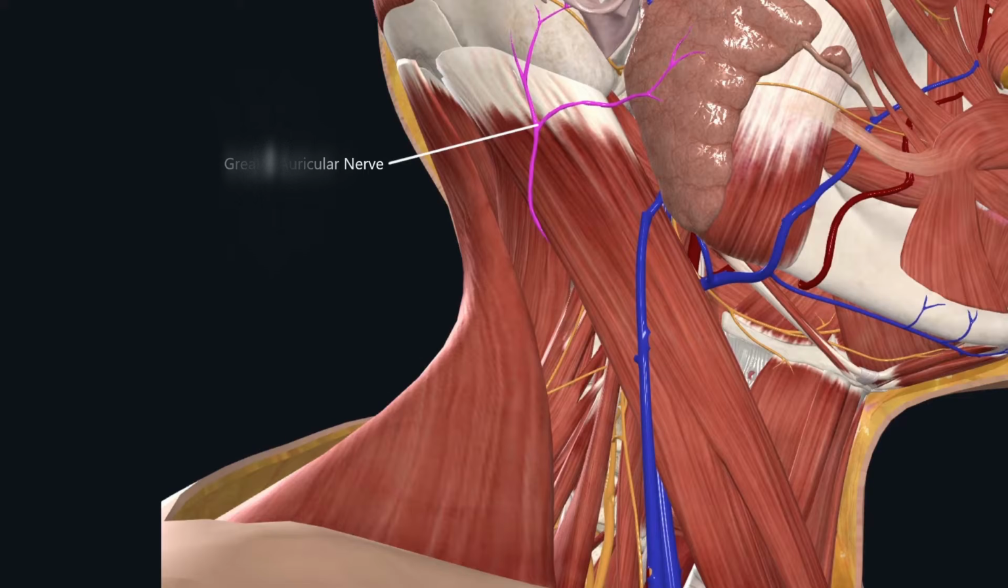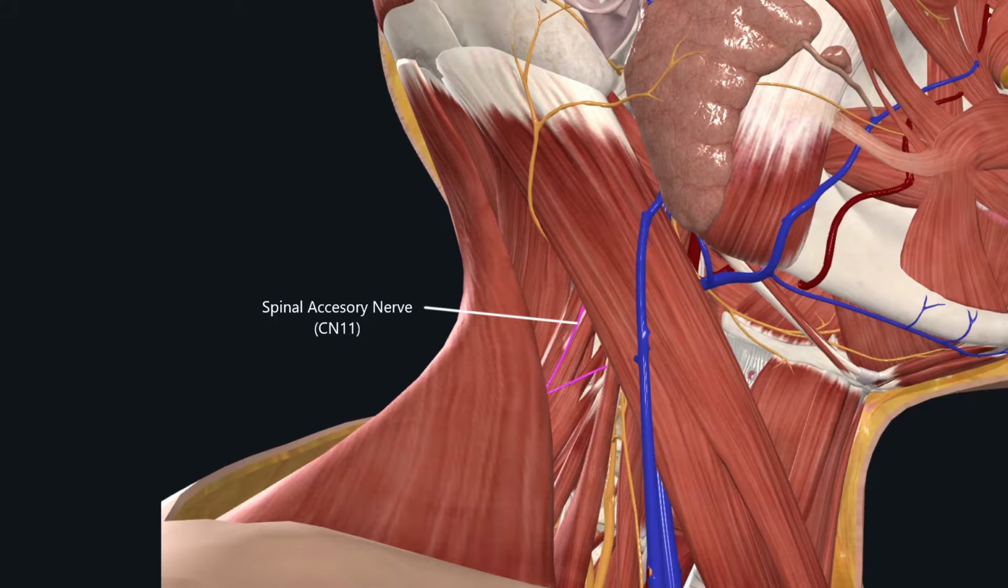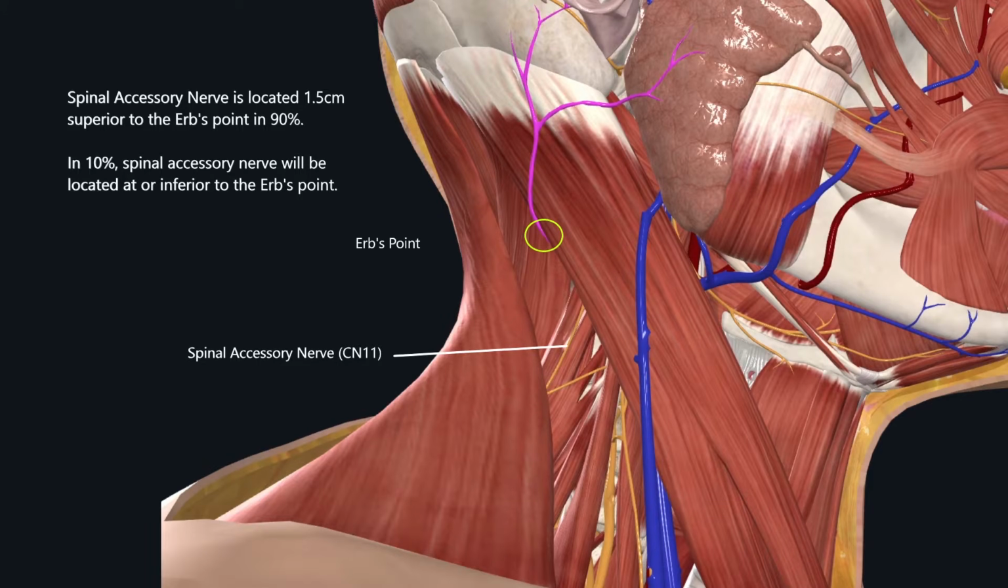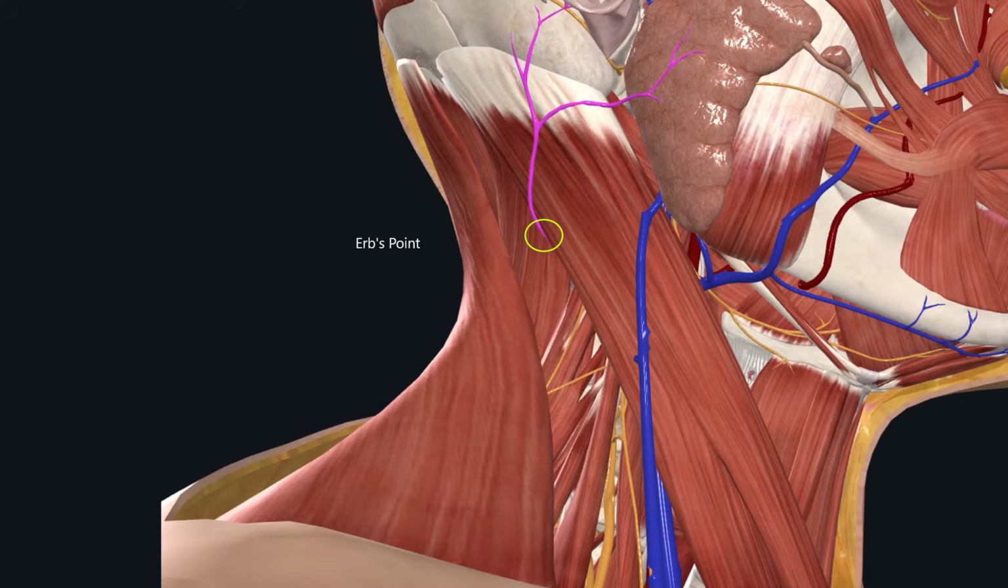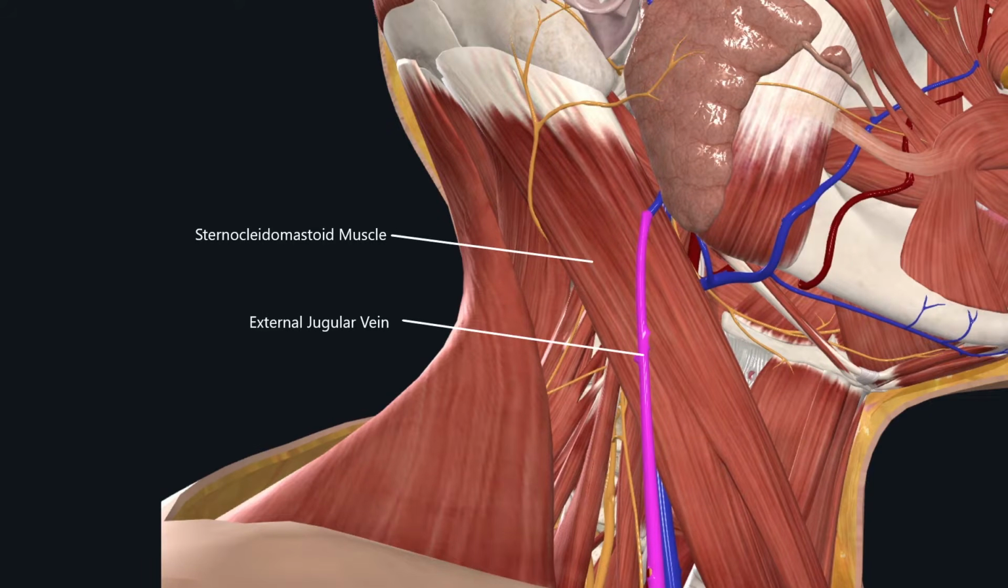Now the greater auricular nerve is an important structure because where it exits posteriorly, it points to the location of the accessory nerve. This location is commonly referred to as Erb's point, and the accessory nerve is found to be exiting superior to Erb's point 90% of the time, on average 1.5 centimeters superior to it. In the other 10% of the time, it will exit, as shown here, below Erb's point or at Erb's point.